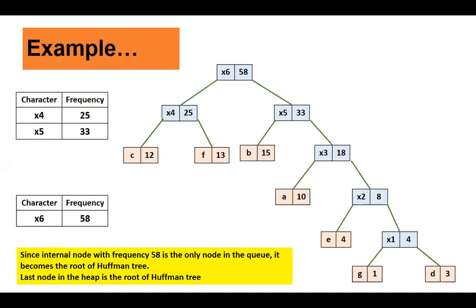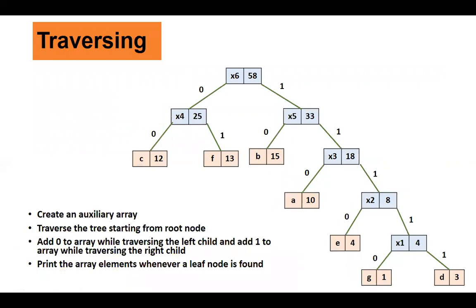Look at the next step here. Next step is traversing. Now when you're traversing the Huffman tree, what you do first, you create a temporary array, right? And you start traversing from the root. As you go to the left side, keep on adding 0. As you go to the right side, keep on adding 1. So add 0 to the array while traversing the left side and add 1 to the array when you are traversing the right side. And then at the end, you print the array elements whenever you reach a leaf node.